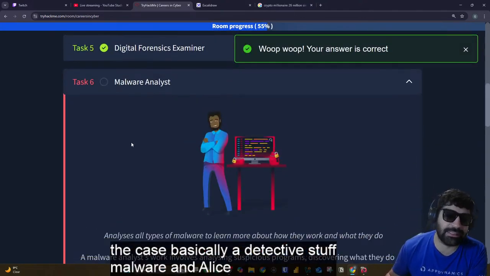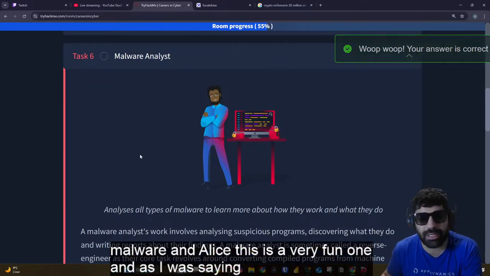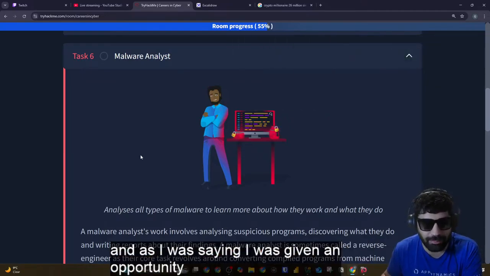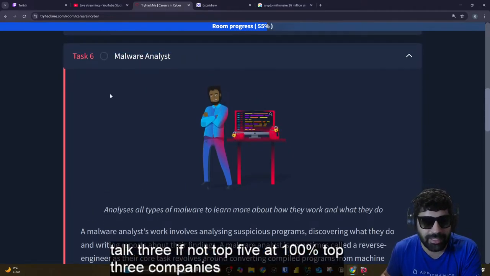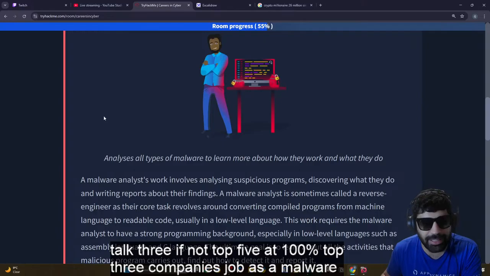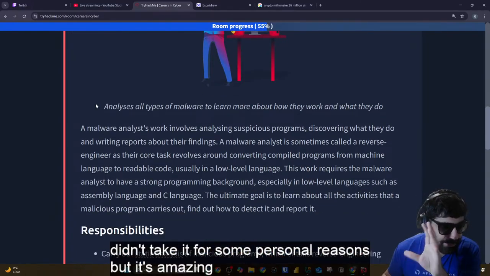Malware analysis. This is a very fun one, and as I was saying, I was given an opportunity by one of the top, I will say top three, if not top five, at 100% top three companies, for a job as a malware analyst. I didn't take it for some personal reasons, but it's amazing, I will tell you.